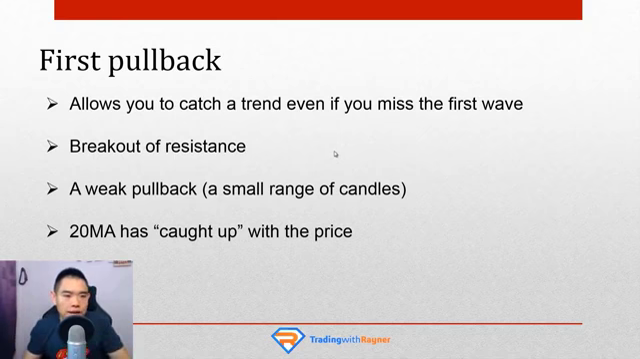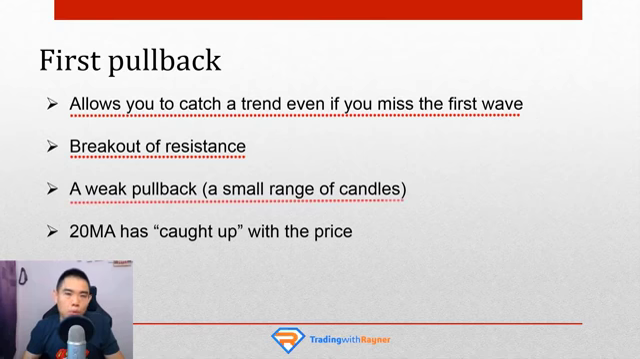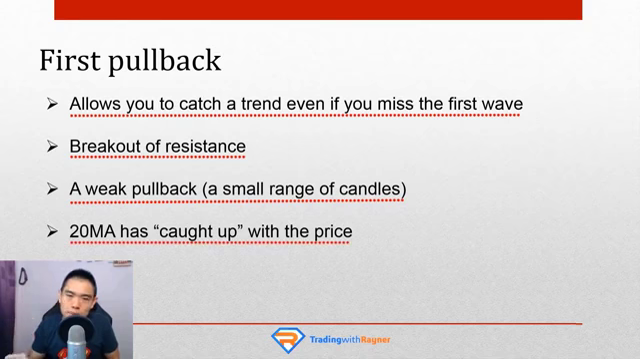Look for the first pullback. The key thing is that the first pullback allows you to catch a trend even if you miss the first wave of the first move. So what you want to look for is a breakout of resistance, then a quiet pullback. A quiet pullback simply means that the range of the candles is nice and tight. It's not large, but small range candles on a pullback. And the 20 MA has caught up with the price. So as the price makes a pullback, you want the 20 MA to slope up higher and catch up with the lows of the price, kind of similar to the breakout with a build up that you've seen earlier.